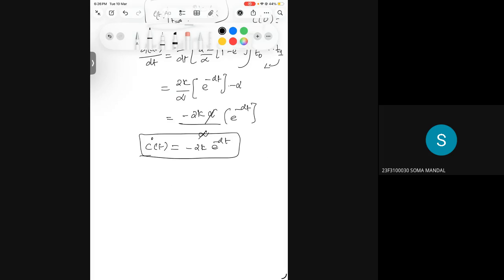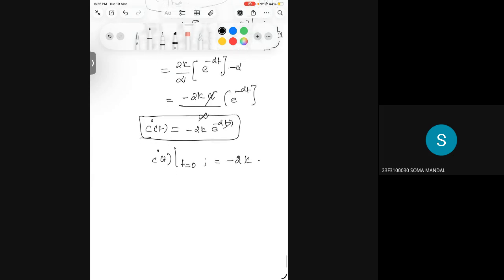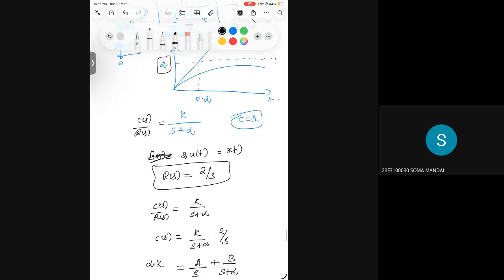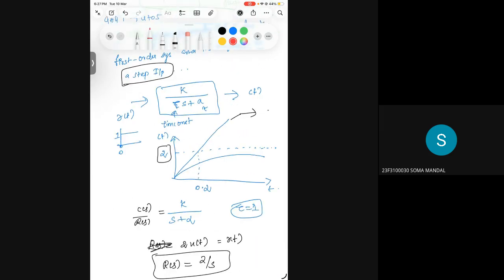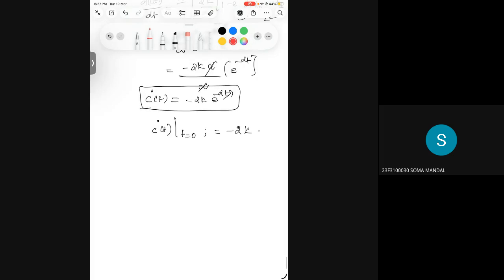Over the period of time, your c of t is going to be like this. From this, you can find the initial slope. How to find it? At t tends to 0, e power 0 is 1, so you will get 2k. From the response, when t tends to infinity, it is going to be settled at 2. So 2k by alpha is equal to 2.